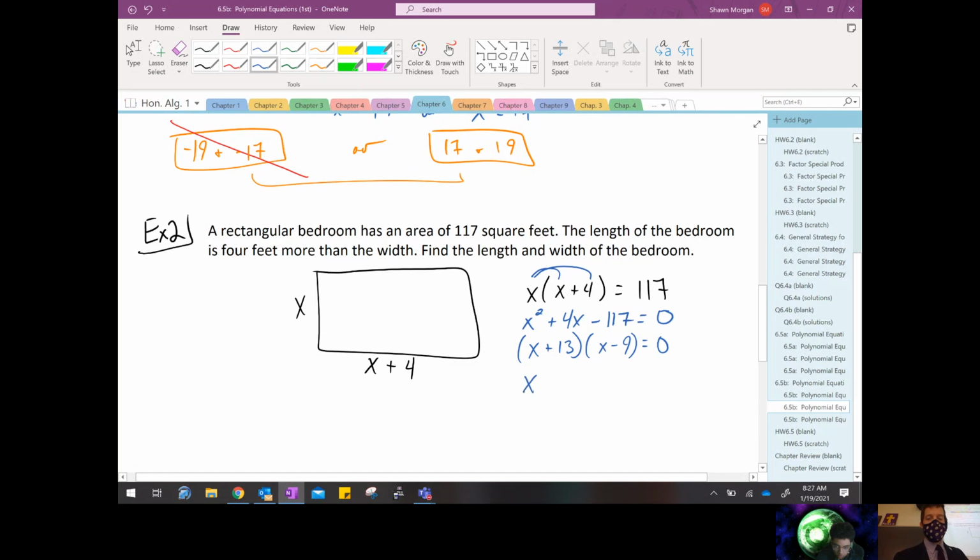All right. So, x equals what? Pay attention here, fellas. Pay attention.